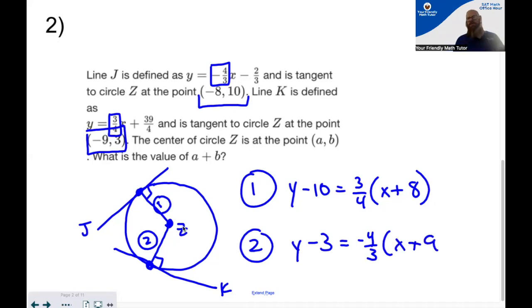All right. So let me just recap that. Line one is perpendicular to line J because it's the radius.